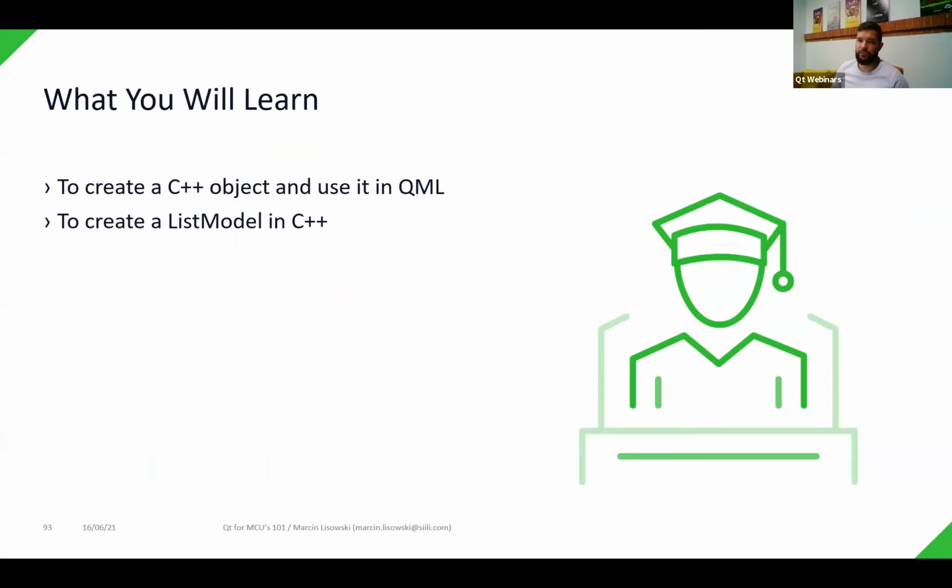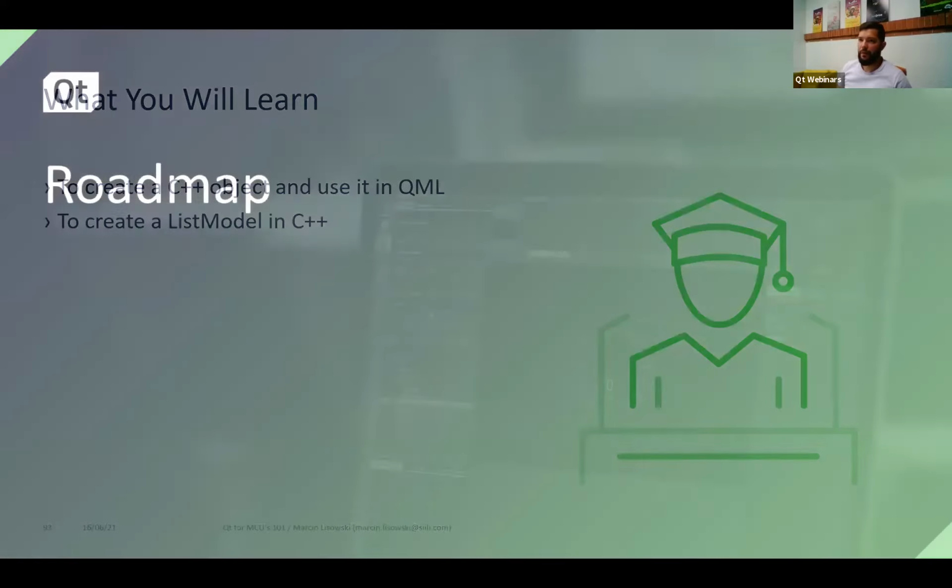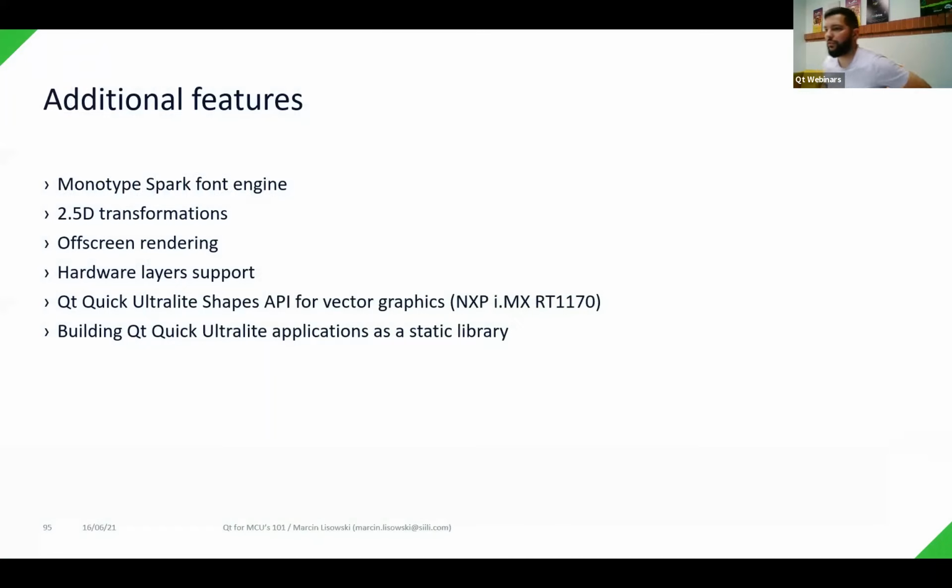desktop. So let's get back to the presentation, and let's see what's on the roadmap and what we still have in Qt for MCUs besides those features. So there is a Monotype Spark font engine which can be used to dynamically generate the glyphs and to save some memory on your device. We have also 2.5D transformations, so you can create, for example, a carousel view with some more fancy transformations as well. You can do off-screen rendering to generate some images, for example, in your app.